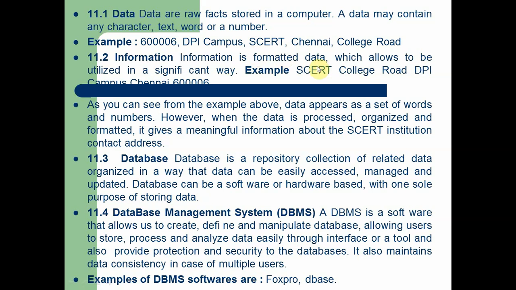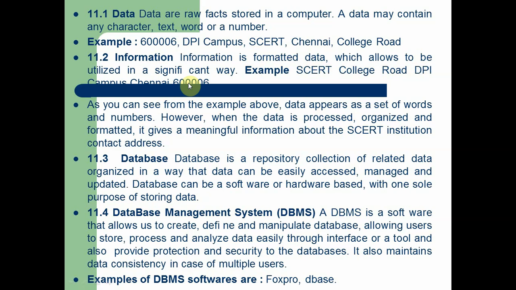For example, if you write the address SCRT College Road, DBA Campus, Chennai 635802, it means there is no pin code like 635802 in Chennai. So it is false information. It is a false address. So this is a simple example to understand this database.